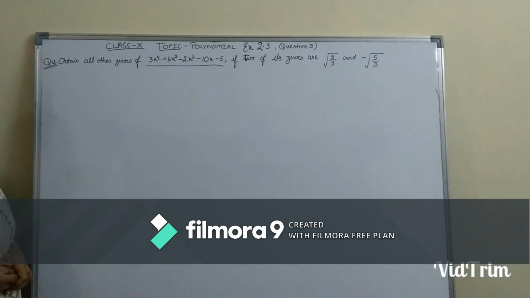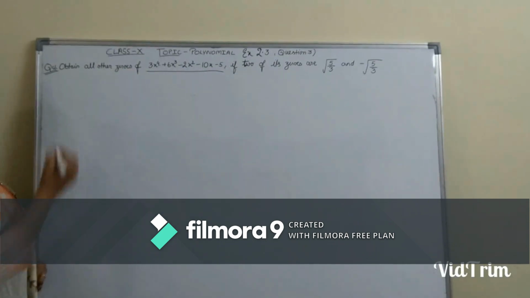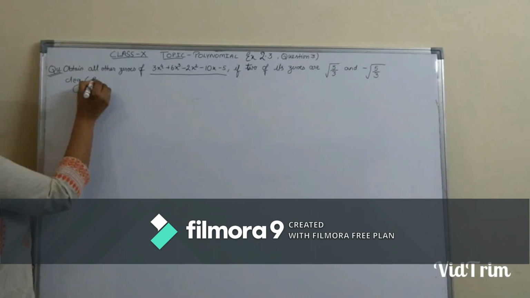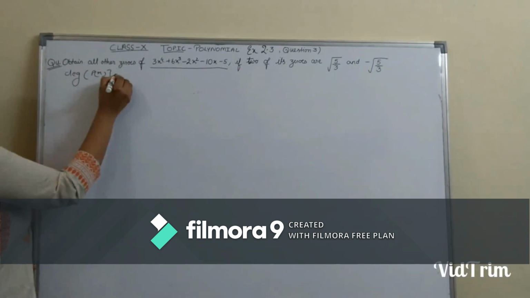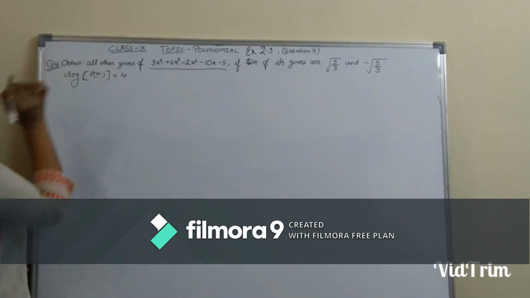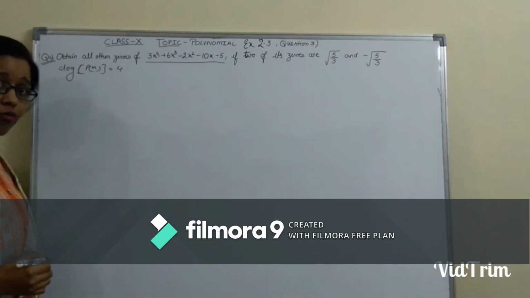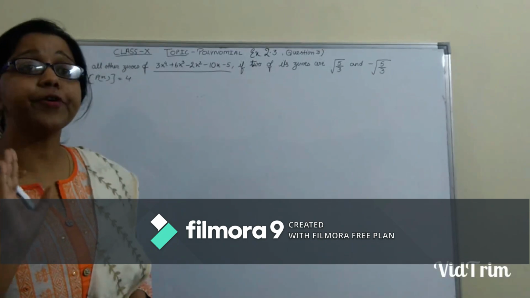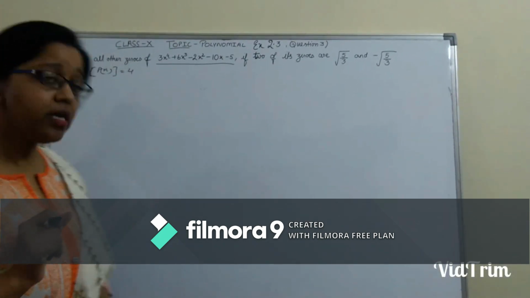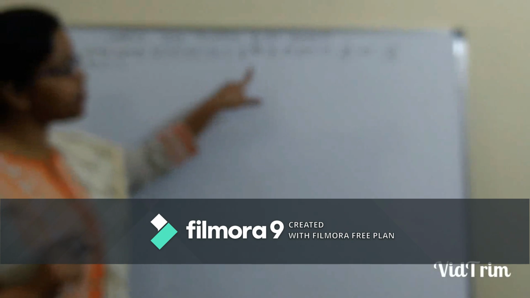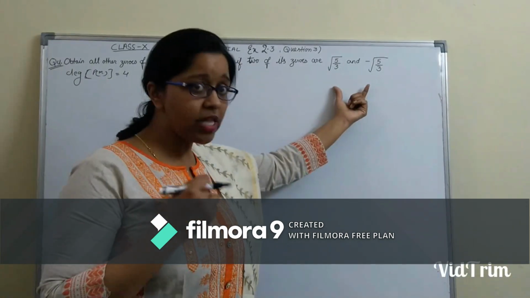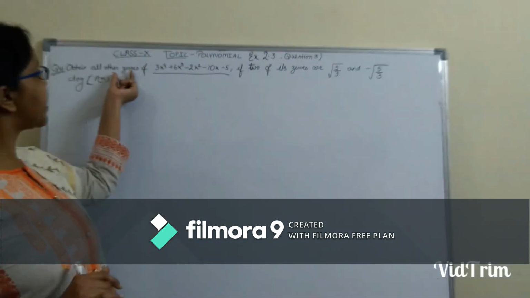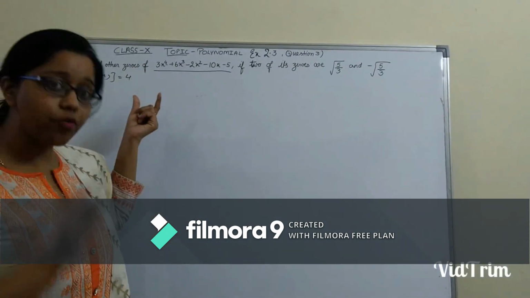First of all, we will see that the degree of this polynomial is 4, isn't it? We also know that if the degree of the polynomial is 4, then we will have at most 4 zeros. In this question we are given 2 zeros and we know we will have at most 4 zeros. So we are asked to find the other 2 zeros.